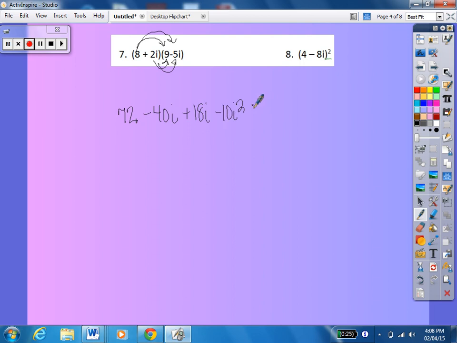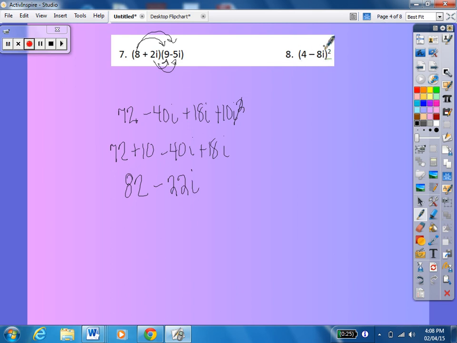Alright? Now we have to combine like terms, with the real numbers in the front and the imaginaries in the back. So first, the i squared makes this a positive 10, and we're going to regroup. So we're going to do 72 plus 10, because it's a plus 10, minus 40i plus 18i. Now it's just addition or subtraction. 72 plus 10 is 82, and negative 40 plus 18 is negative 22i. A plus bi, real plus imaginary. There you have that one.